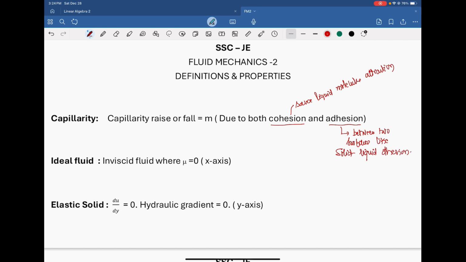You might have seen adhesive tapes. There will be a liquid and you will be sticking some solid with the adhesive, like adhesive liquids, Fevikwik. We will put it on the surface of the solid and another solid we will bring and attach to it. That is because of the adhesion between solid and liquid.